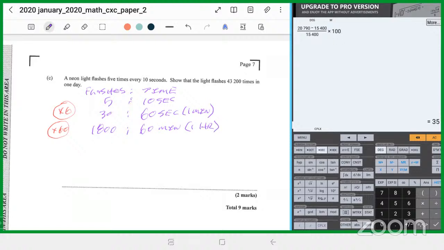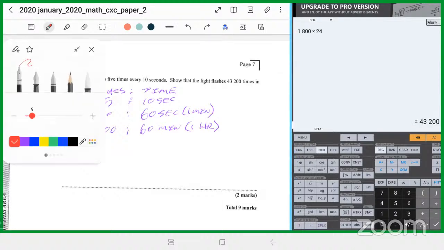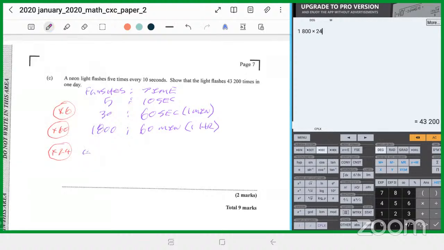24 hours make a day. So I'm now going to multiply by 24 to bring the time to a day. So multiply this by 24, and that's where we should see the number of flashes now. So it's 1800 times 24. Voila, there we go. This becomes 43,200 to 24 hours, which is 1 day.